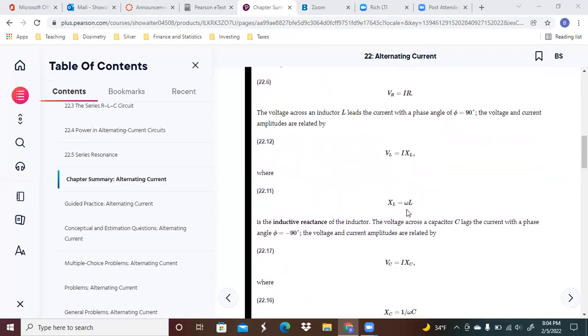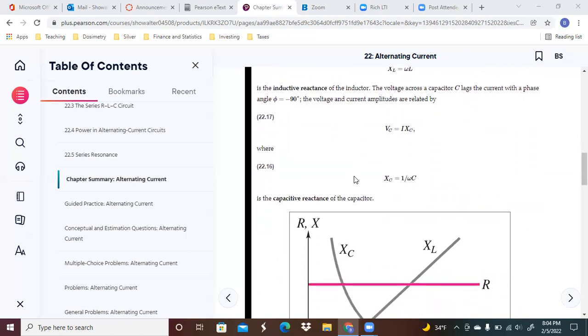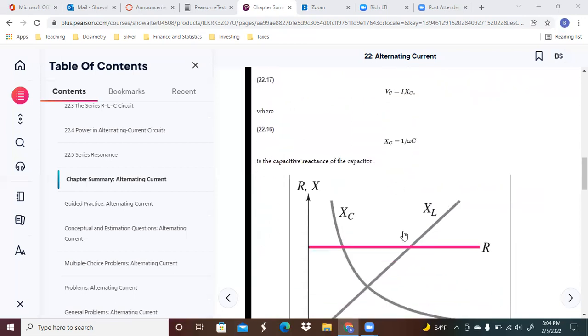Here, the inductance is related to X of L when it's multiplied by the angular velocity. Here, when we take X sub C, it is inversely related to the capacitance, with the angular velocity here in the denominator along with the capacitance. So here we have the inductive reactance, and here we have the capacitive reactance.